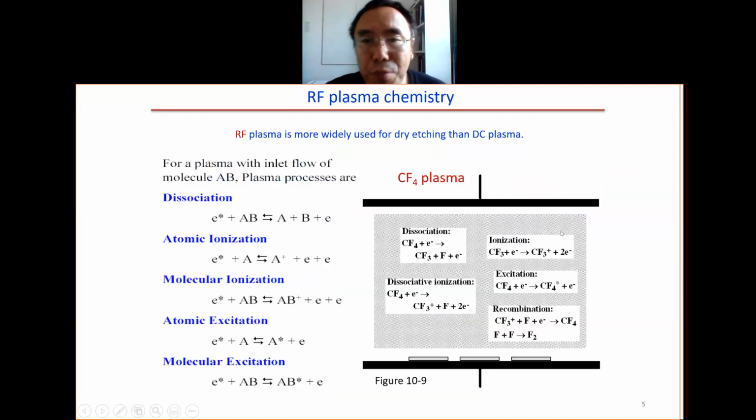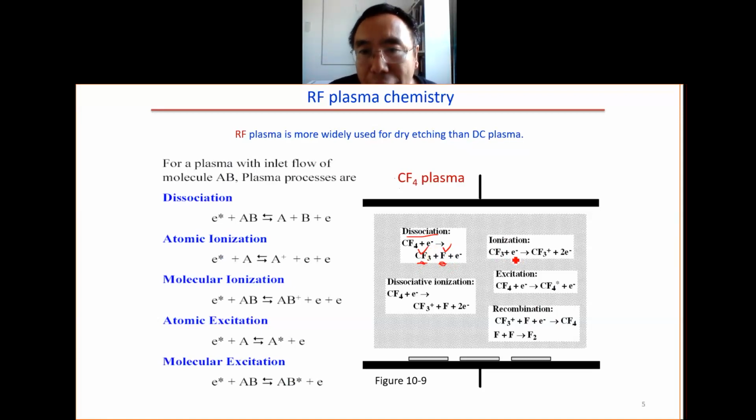So now let's look at the plasma, taking CF4 plasma as an example. First is the dissociation. It becomes CF3 and F. This one we know is very reactive. This is also very reactive. They are both free radicals, but F is even more reactive than CF3.